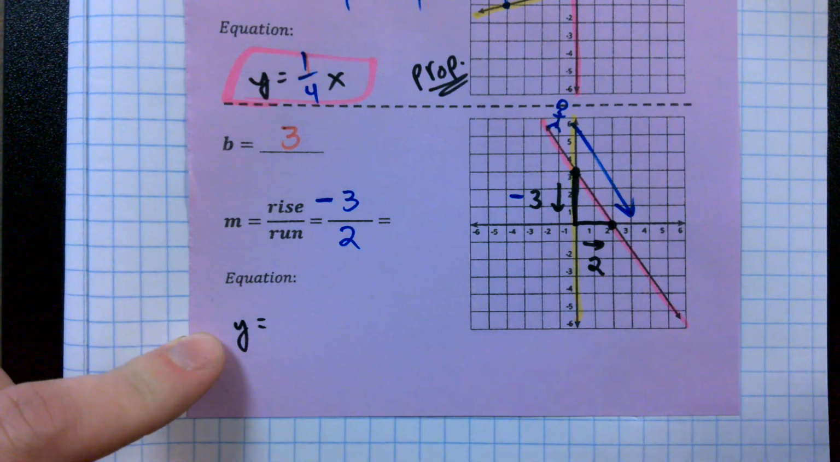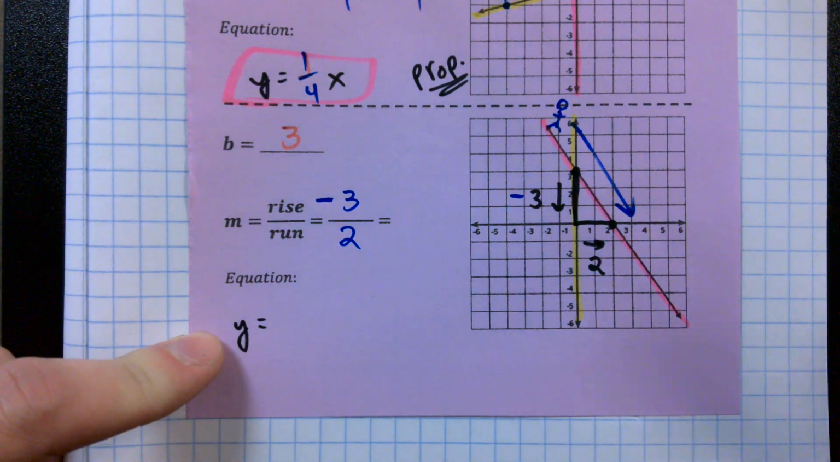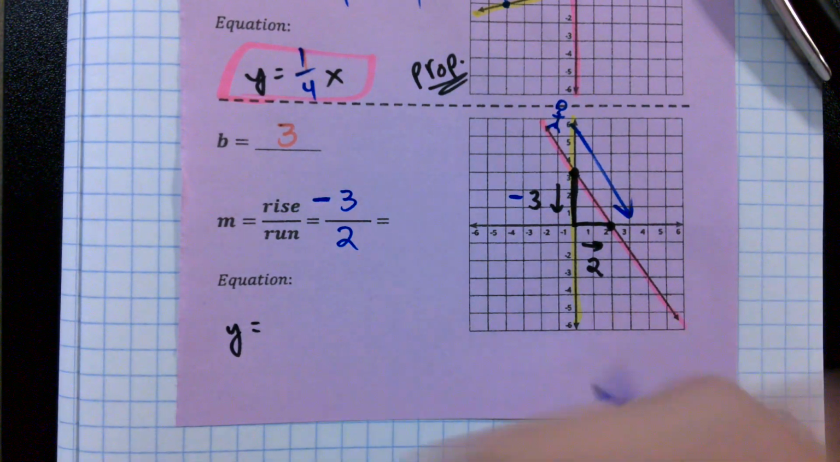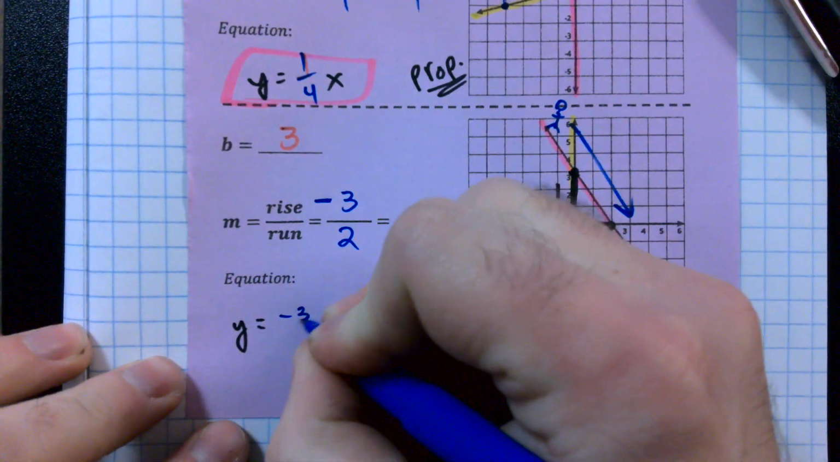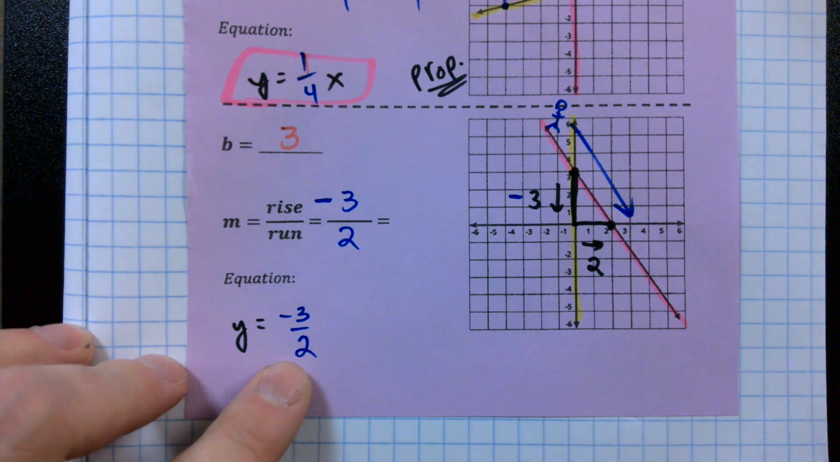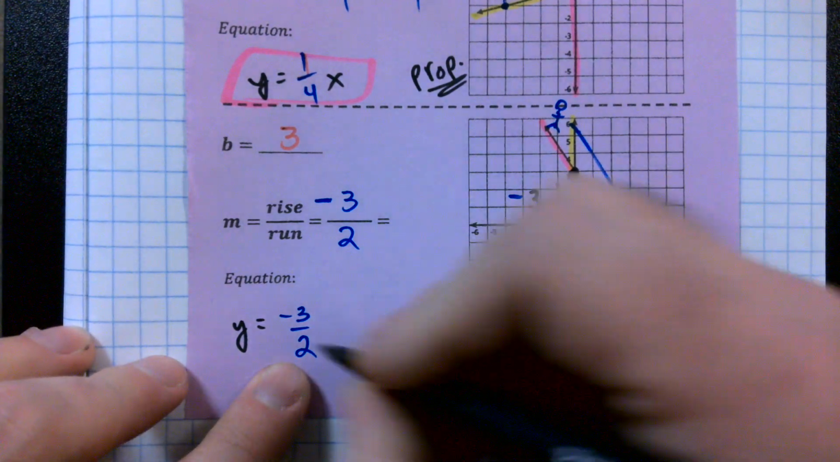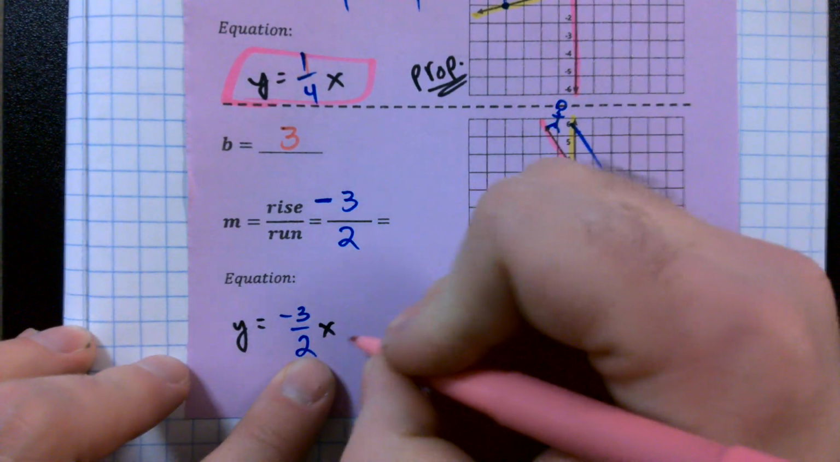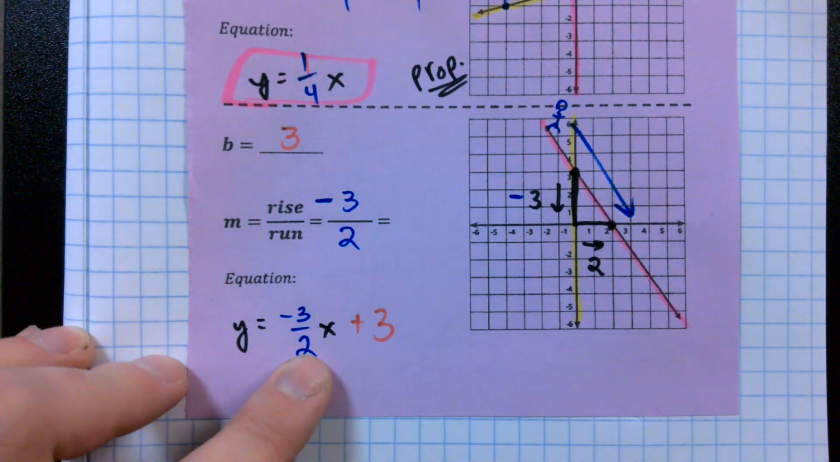Show me. So y is equal to, what's going to go in front of my x? Yeah, Eva? -3 over 2. Good. What's going to go after that fraction? Anai? Plus 3. Right? Got to throw the x in there, and then x plus 3.